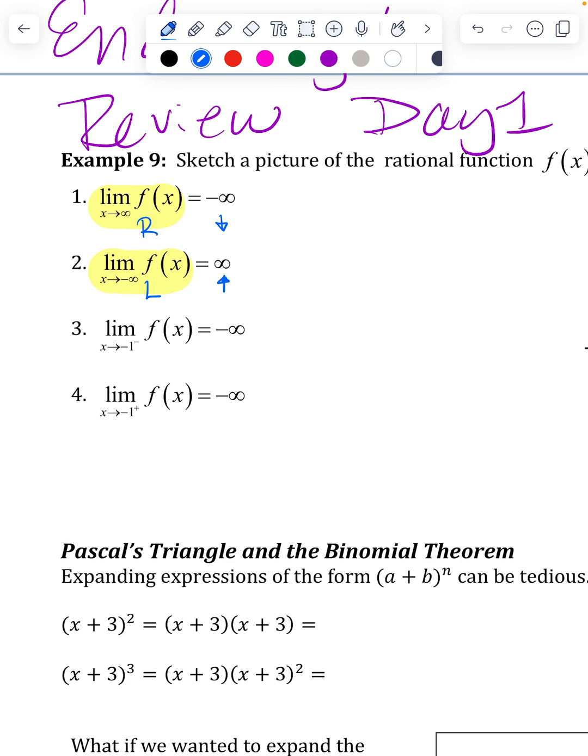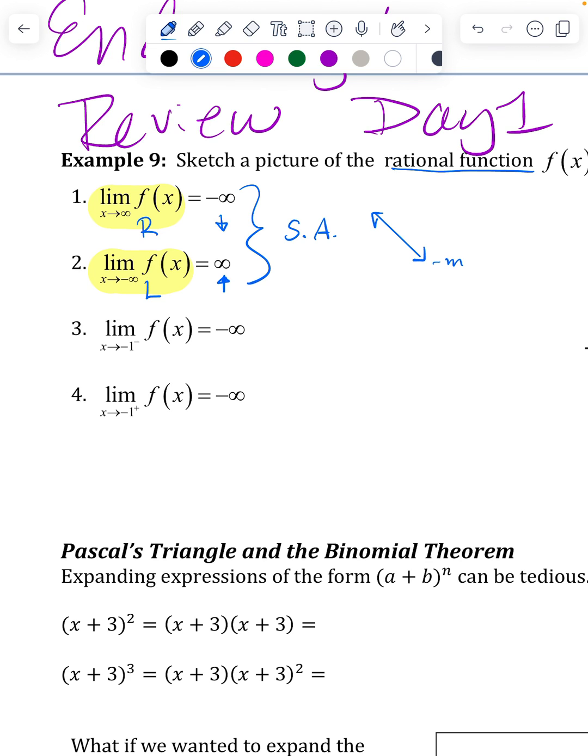Keep in mind, this is a rational function. So if the ends are going up or down like that, that's indicating that you have a slant asymptote. And in this case, for the right end to be going down and the left end to be going up, you're going to have a slant asymptote looking something like that with a negative slope.